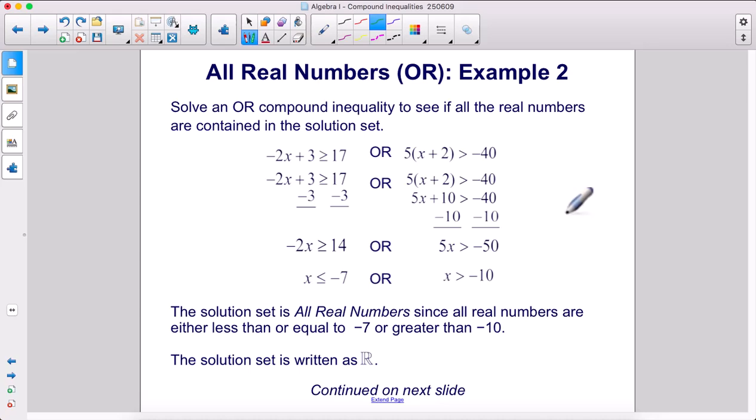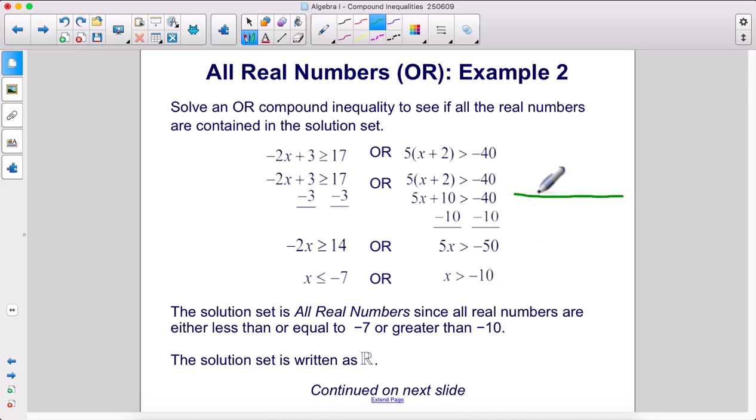Solve an or compound inequality to see if all the real numbers are contained in the solution set. Alright, here's our two inequalities. Negative 2x plus 3 is greater than or equal to 17. When you solve this for x, you get x is less than or equal to negative 7. Over here, we have 5 times x plus 2 is greater than negative 40. When you solve that, you get x is greater than negative 10.